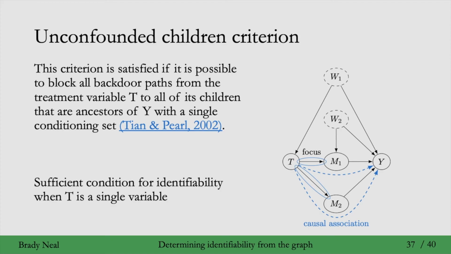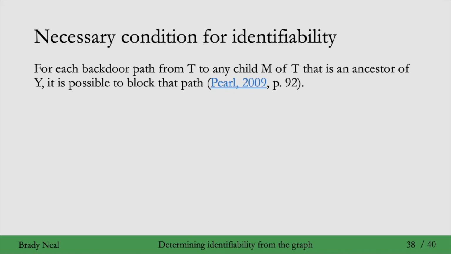But remember that the Frontdoor criterion is not satisfied in this graph, so this criterion is a bit more general than the Frontdoor criterion, which will mean that the intuition is a bit different, even if there are similarities. The unconfounded children criterion is a sufficient criterion for identifiability, but it isn't necessary. As an example of a necessary condition for identifiability, consider this one.